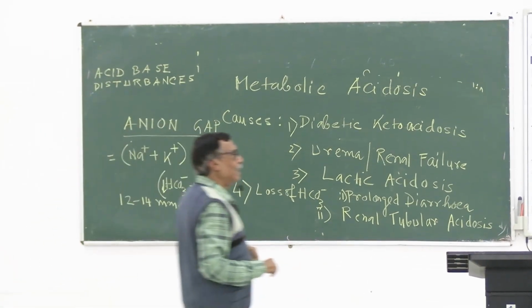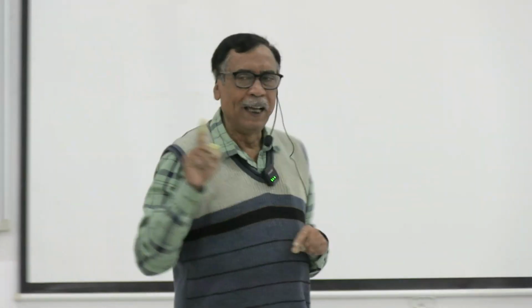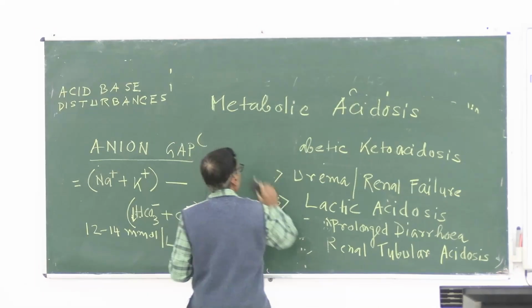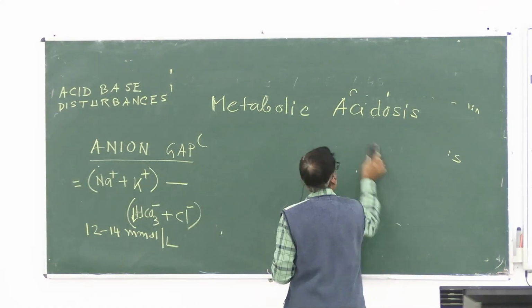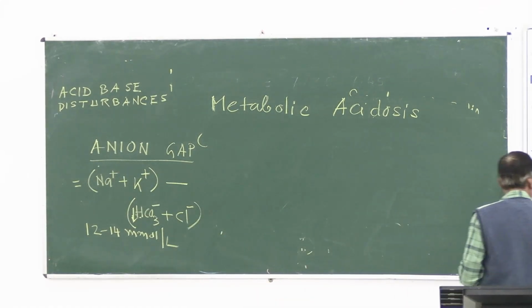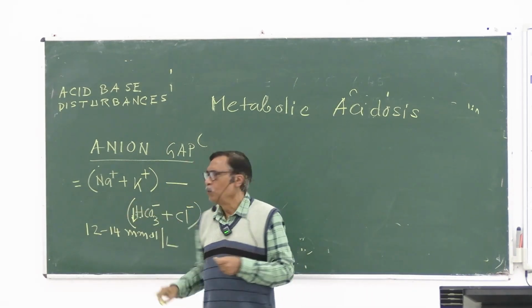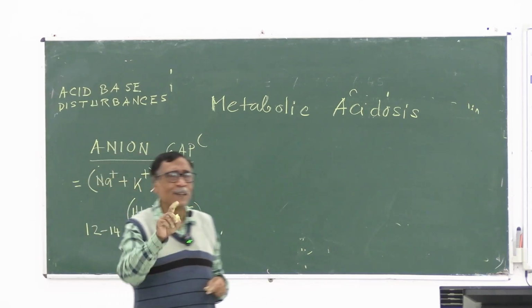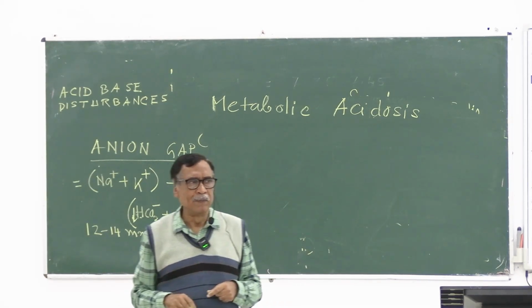that is called high anion gap metabolic acidosis. In a problem, you may face sodium value, potassium value, bicarbonate value and chloride value along with other values. And you have to calculate the anion gap. You will apply this formula and you can have the value of the anion gap.